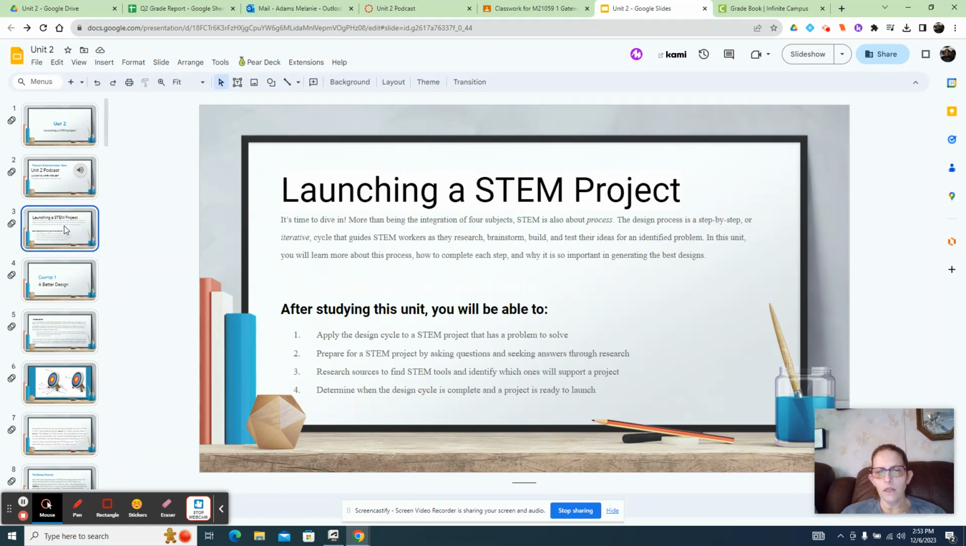With this unit, you're going to learn how to apply a design cycle to a STEM project that has a problem to solve. You're going to prepare for a STEM project by asking questions, seeking answers through research. You're going to research sources to find STEM tools and identify which ones will support a project. You are going to determine when the design cycle is complete and a project is ready to launch.